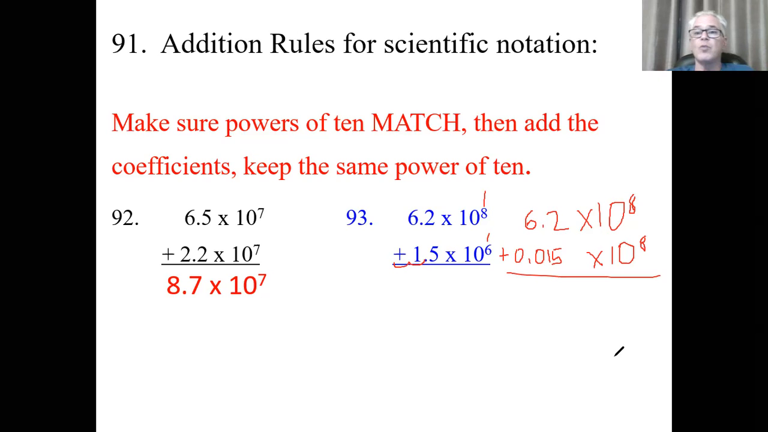You have to make sure you have these coefficients in the right columns, and you have to make sure the powers of 10 add up. So now when we add this up, this is going to be 10 to the 8th, and this is going to be 6.215 times 10 to the 8th. Now, I can only have 2 significant figures. We got to keep track of that too sometimes. So it's going to have to be 6.2 times 10 to the 8th is the answer.